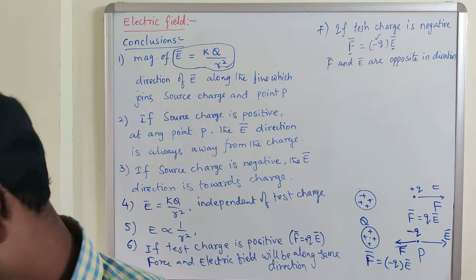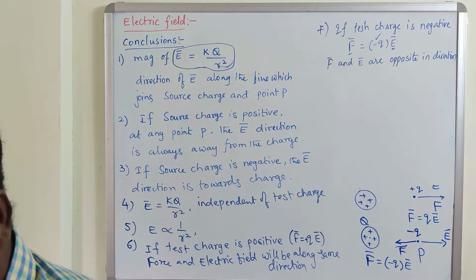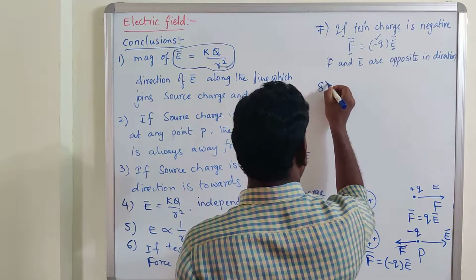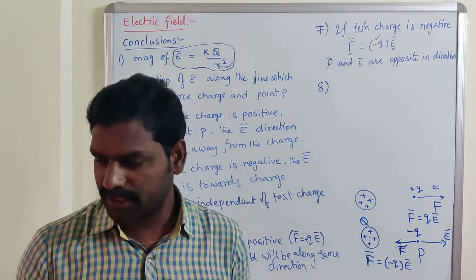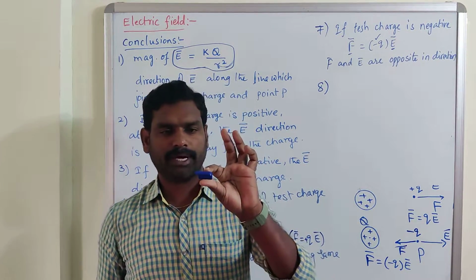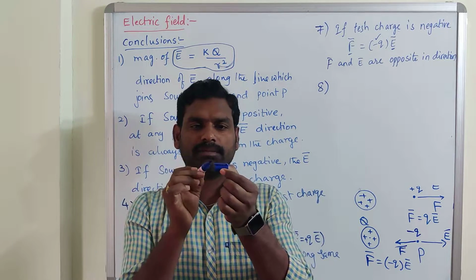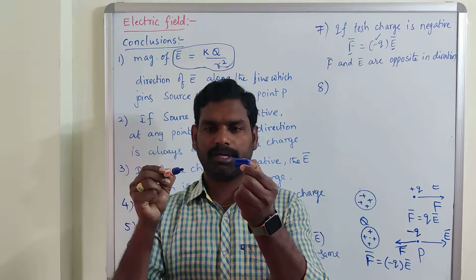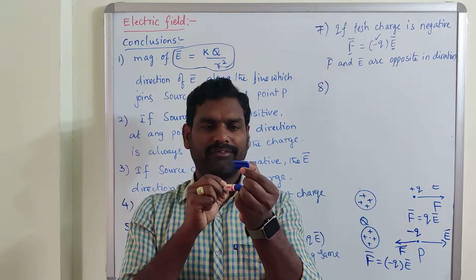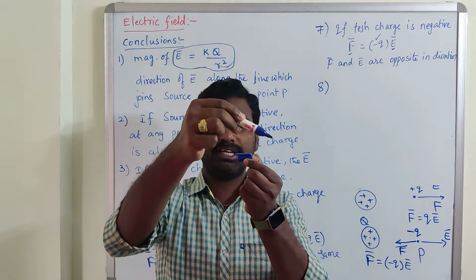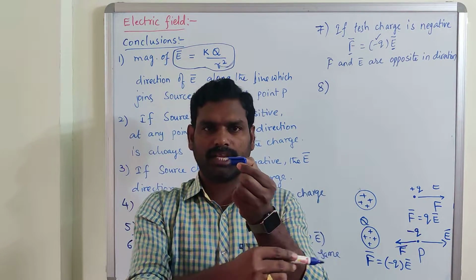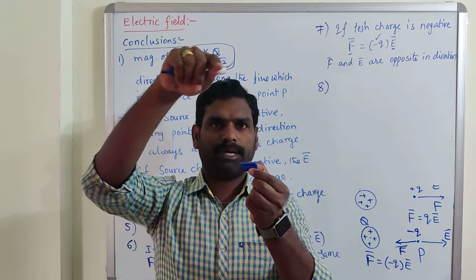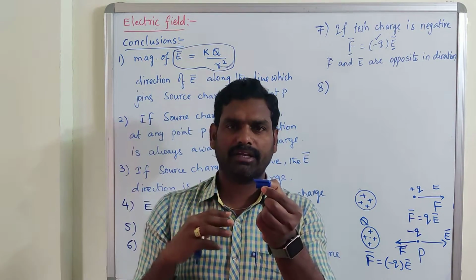Okay, next. And also final conclusion, very important point. If I have a point charge here, this point charge creates electric field at this point, at this point, at this point, at this point, at this point. Isn't it right? It creates electric field at all points. So it creates electric field at all points in three dimensions.